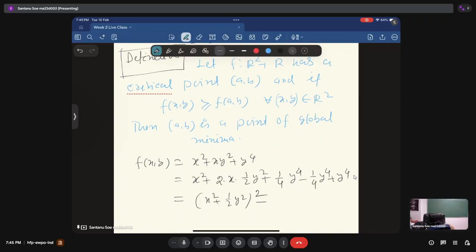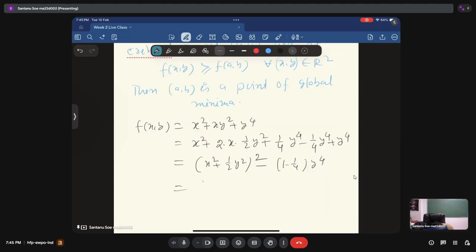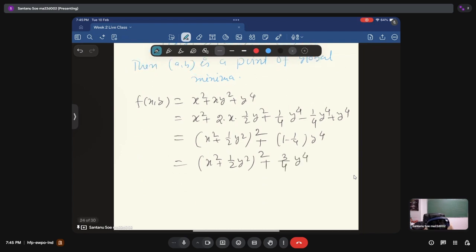So this will be 1 minus 1 by 4 y to the power 4. So this will be (x square plus 1 by 2 y square) whole square plus 3 by 4 y to the power 4. So now you see that all the powers of this x square plus half y square and y are positive, I mean even powers like 2 and 4.